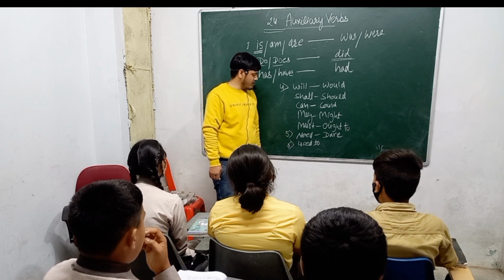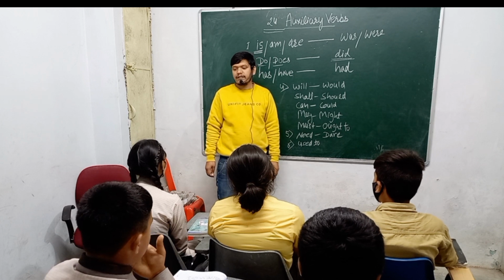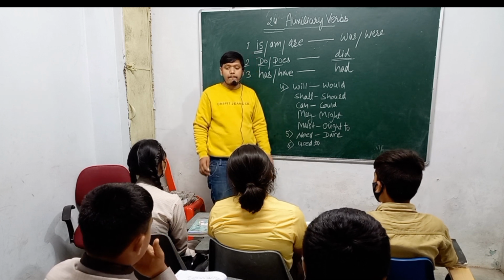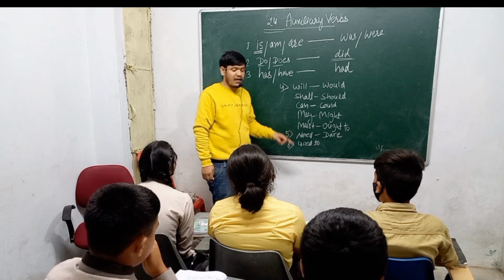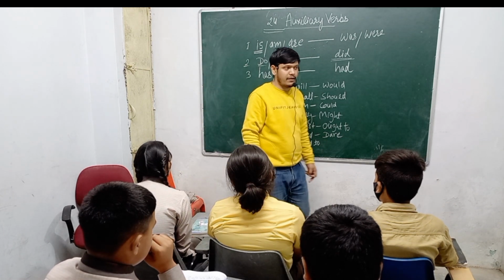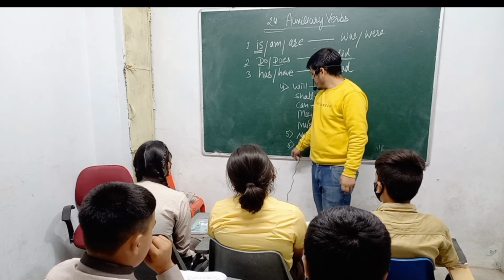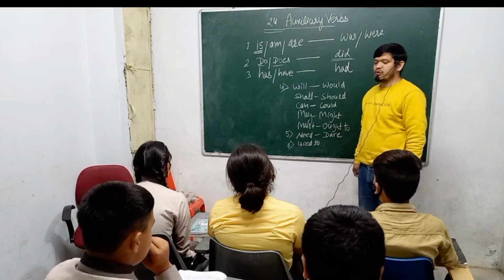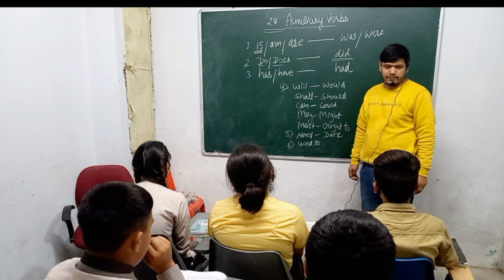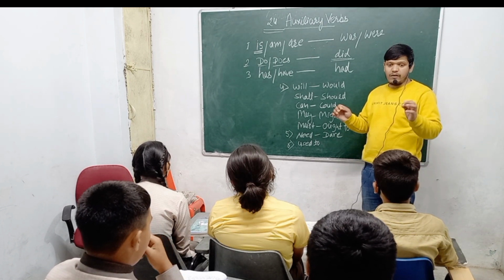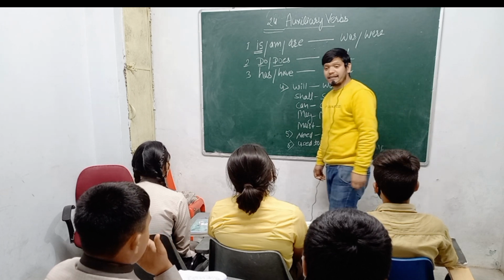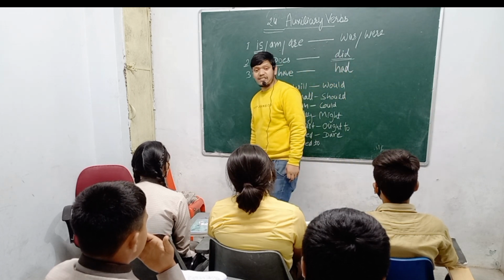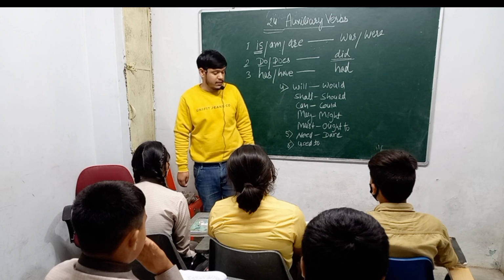And next is number 6, used to. This we use for the past habit. Used to is used to describe past habits. For example, when I was a child, I used to play cricket. When Rijul was in 4th class, he used to work hard. These days, he is not working hard at all.